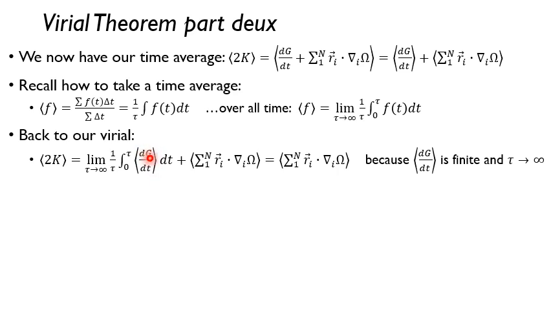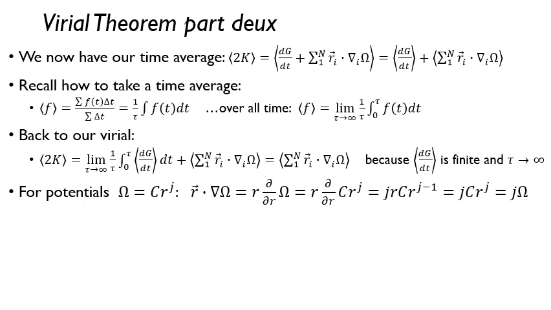Why? That's because g is just a scalar, right? It's the dot product of the momentum and the position. Those are not going to go to infinity, surely. They're finite quantities. So this is going to be finite. But tau is going to infinity. So the integral is going to be finite, and a finite quantity divided by infinity is 0. So that cancels. So then 2 times our kinetic energy is just the dot product of the position and the gradient of the potential. Okay.